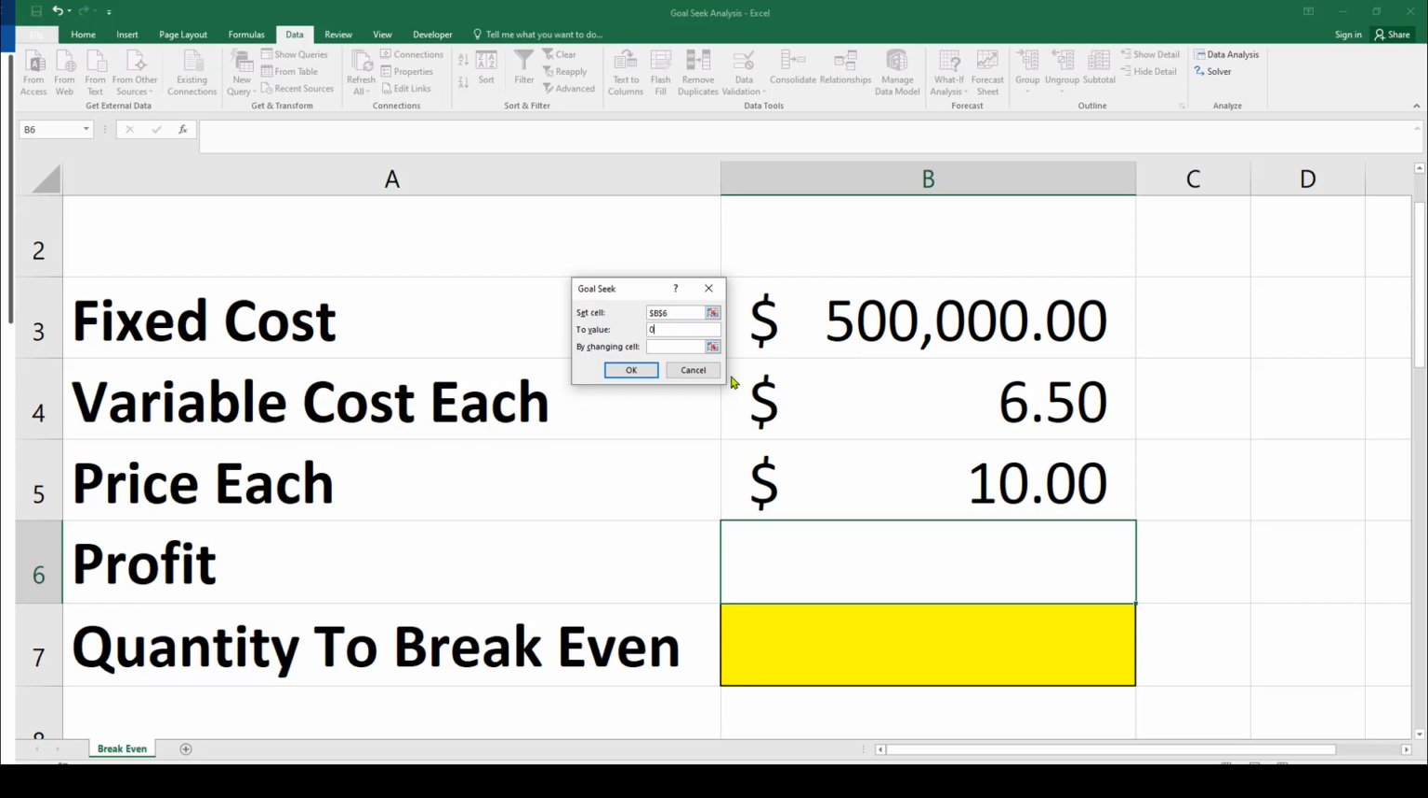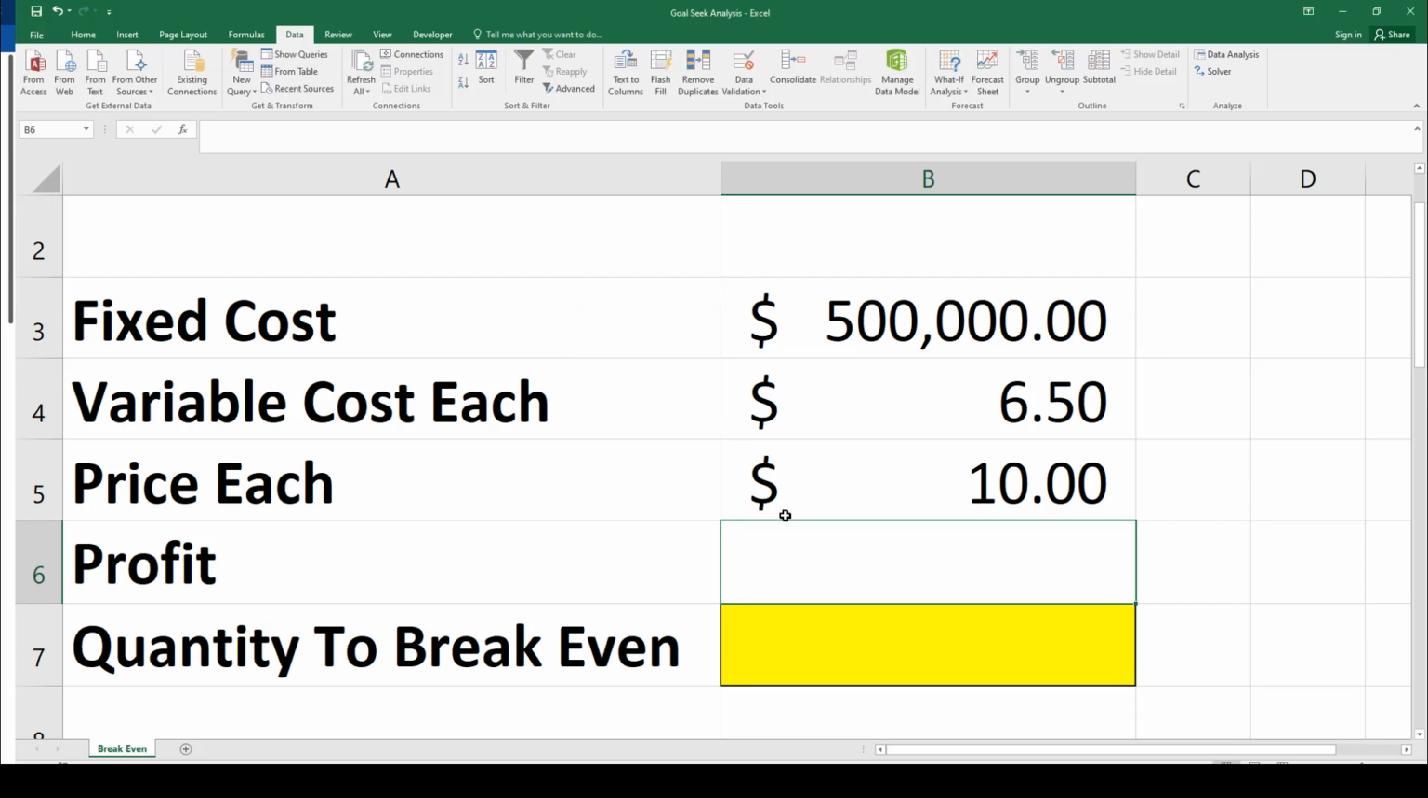If we wanted to say, hey, I want to make $50,000 in total profit after all my expenses, then you would put 50,000 in. But because we're doing a break even, we're going to put 0. How do I do that? By changing B7. Now, I'm going to get an error here when I hit OK, and I'm going to explain why in a moment. Cell must contain a formula. So B6 must contain a formula. Okay?